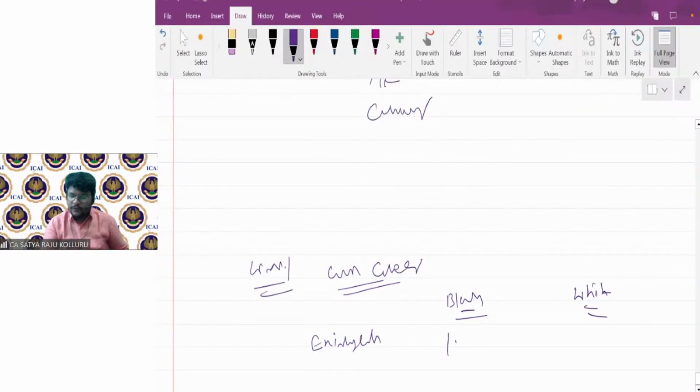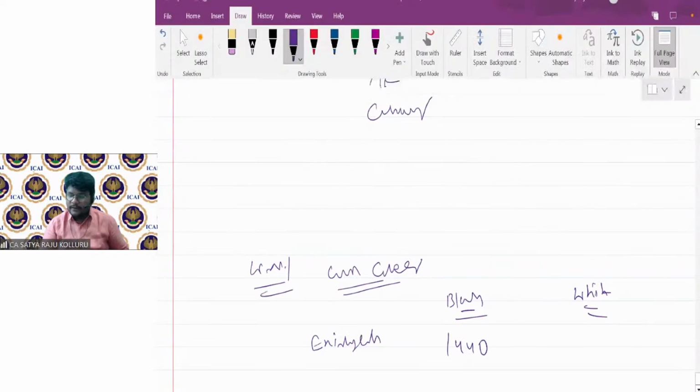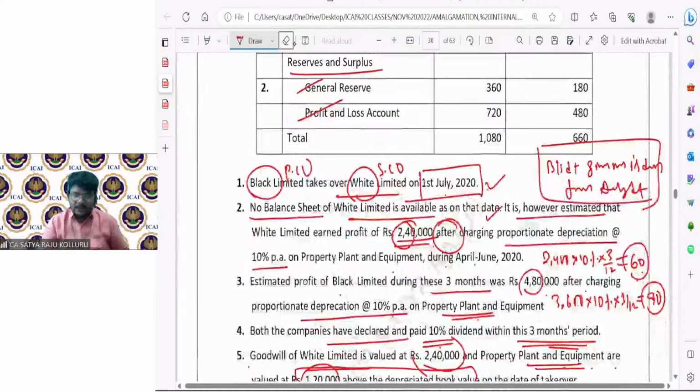Existing cash, 1440 here. 420 here. This is the existing cash. Then in these 3 months, related to cash, what happened? First point, no impact for cash.